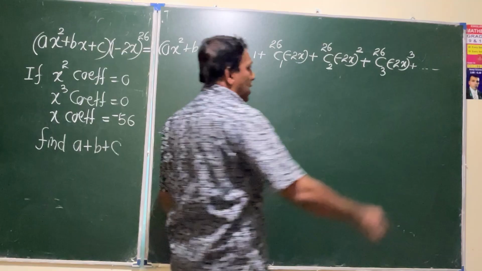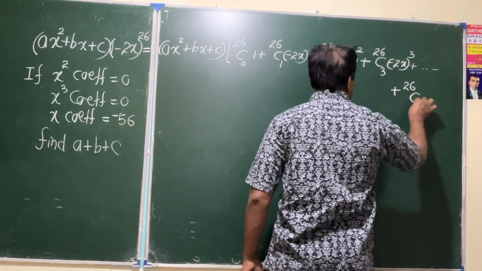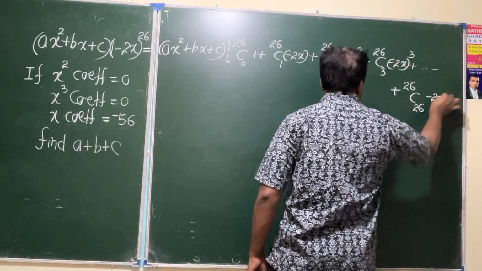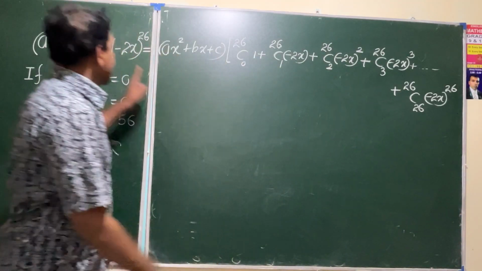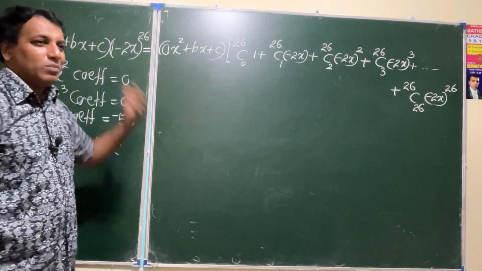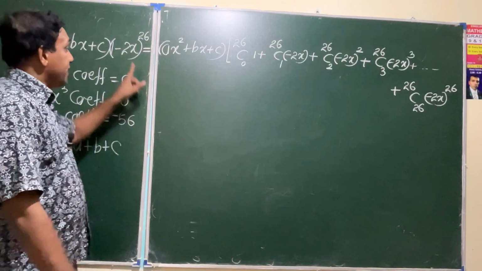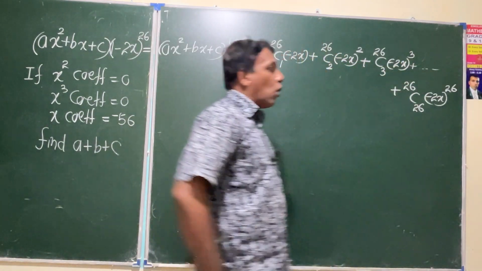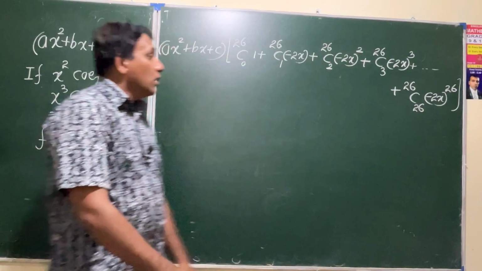We have the final part. If I say the final term becomes what? 26C26, and (−2x) to the power maximum, 26. But in the first term, highest to least, this is 1, therefore 1 to the power 26, 1 to the power 25, and so on. In the next term, least to highest, here 1, 2, 3 and so on, right? This is the expansion of this part, right?